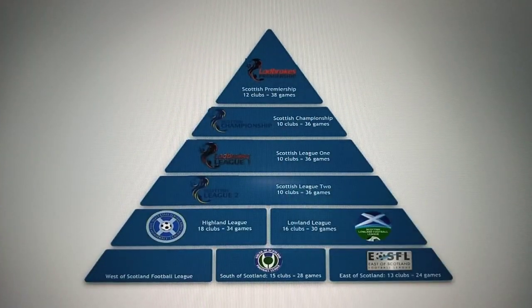The Scottish Football League has a similar pyramid to the English Football League, and we are only going to be looking at the Scottish Premiership, the Scottish Championship, Scottish League 1 and Scottish League 2. As you can see, underneath that is the Highland League and the Lowland League. There's 18 clubs in the Highland League and they play 34 games. 16 clubs in the Lowland League, they play 30 games, and the two champions from the Highland League and the Lowland League play off to meet the team that finishes bottom of the league.